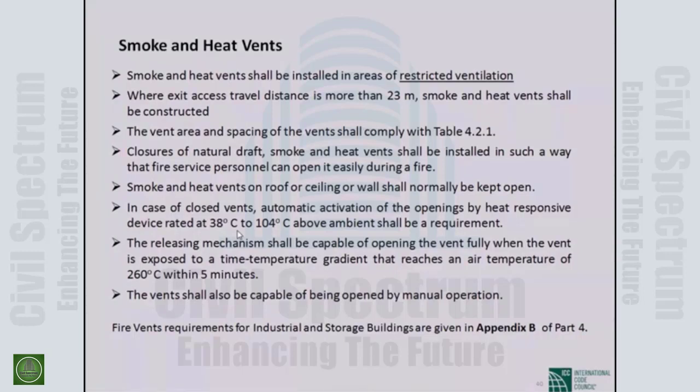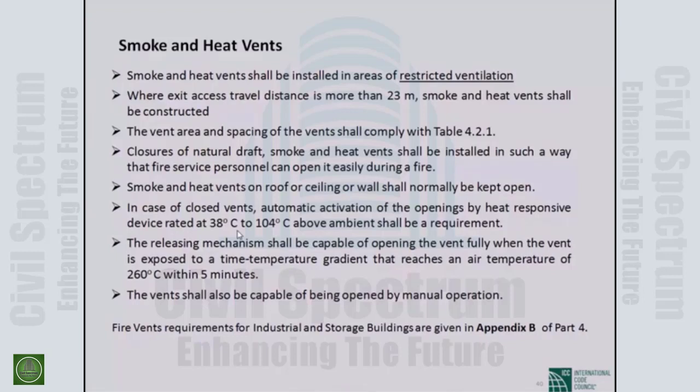That means the area where air cannot move very easily. That is the restricted ventilated area. You have to remove the smoke from that area, so you need some vent so that smoke will be released out, so it will not accumulate inside the building. So in case of fire, there will be no accumulation of smoke and the people can evacuate very easily.